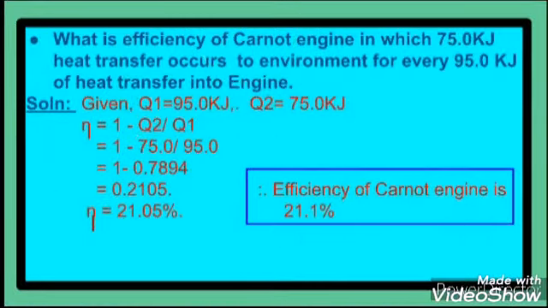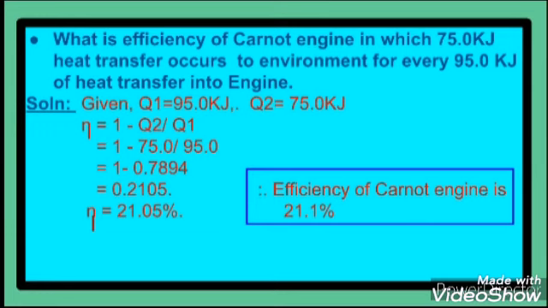To the environment for every 95 kilojoules of heat transfer into the engine. Here we have to find the efficiency of a Carnot engine, where the amount of heat transfer into the engine is 95 kilojoules and the heat transferred to the environment from this engine is 75 kilojoules. Therefore, Q1 is 95 kilojoules and Q2 is 75 kilojoules. To determine the efficiency of the Carnot engine, we use the formula eta is equal to 1 minus Q2 by Q1.